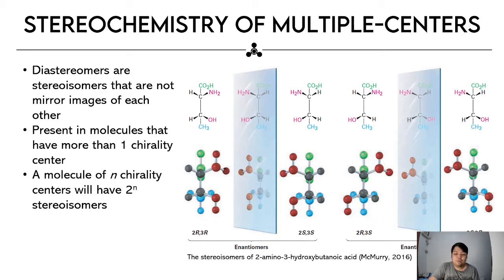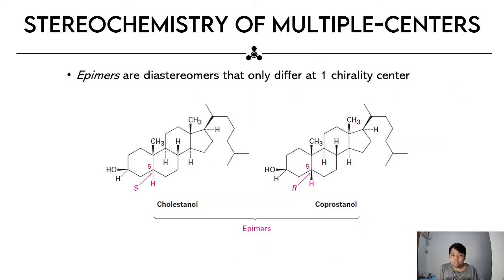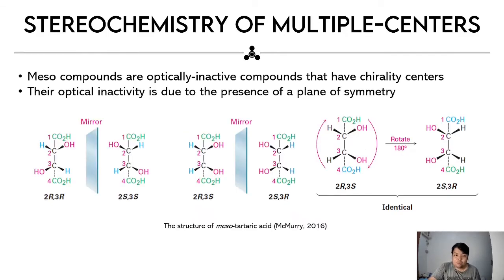Now, another type of stereoisomers is what we call epimers, which only differ at one chirality center. That means they will have the same configuration at all chirality centers, except for one. We also have this unique type of stereoisomers, which we call meso compounds. Now, meso compounds have chirality centers. However, they are optically inactive because they do not fit the criteria of a chiral molecule, which is that it should not have a plane of symmetry.